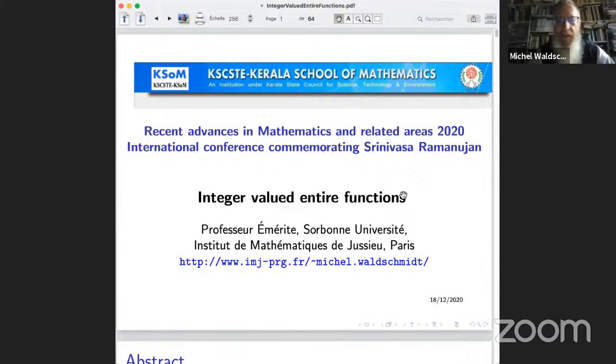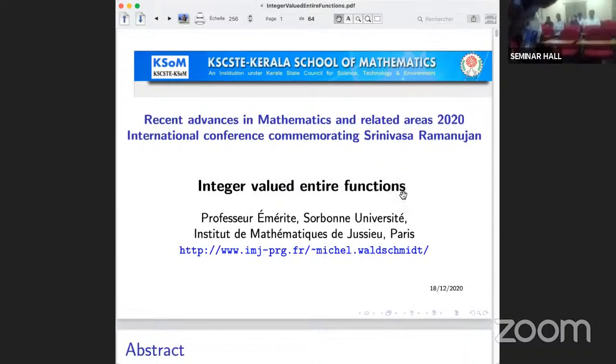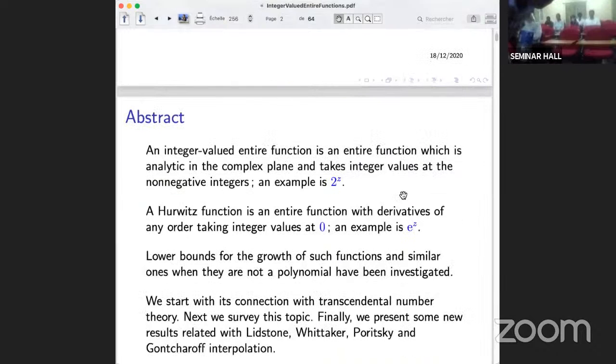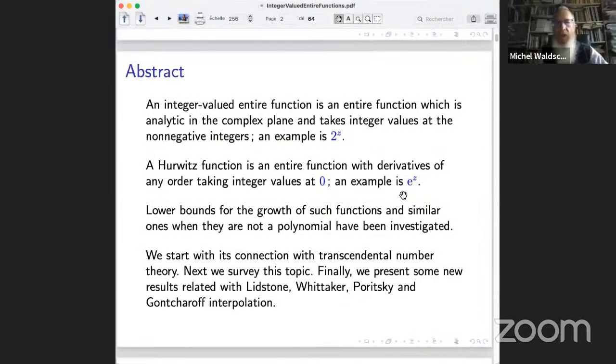So I chose a topic which is integer valued entire functions. I am sorry that I am not going to quote Ramanujan, apart from just now when I mentioned his name. But I want to discuss this topic because it's an old topic which has some close connection with some recent work. And so I thought that it may be good that I give some survey on this topic.